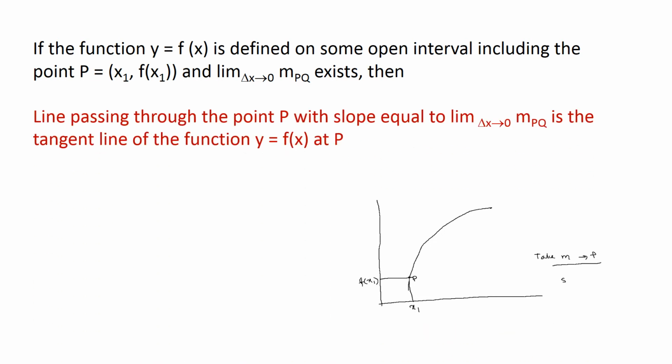The line passing through the point p with slope equal to the limit as del x tends to 0 of mpq is the tangent line of the function y at p. So basically we are taking the limiting secant, which is the tangent at p, and this tangent has the same slope as the slope of the function.